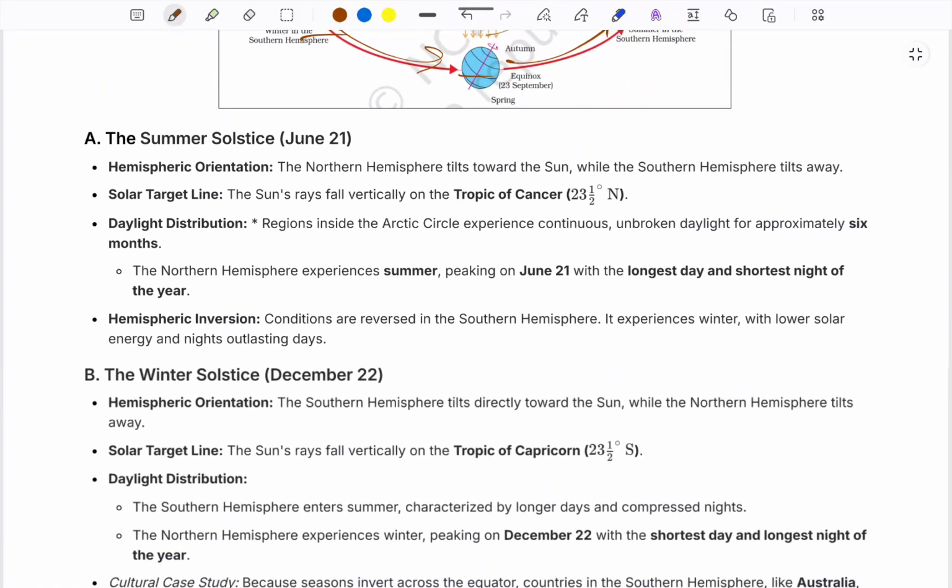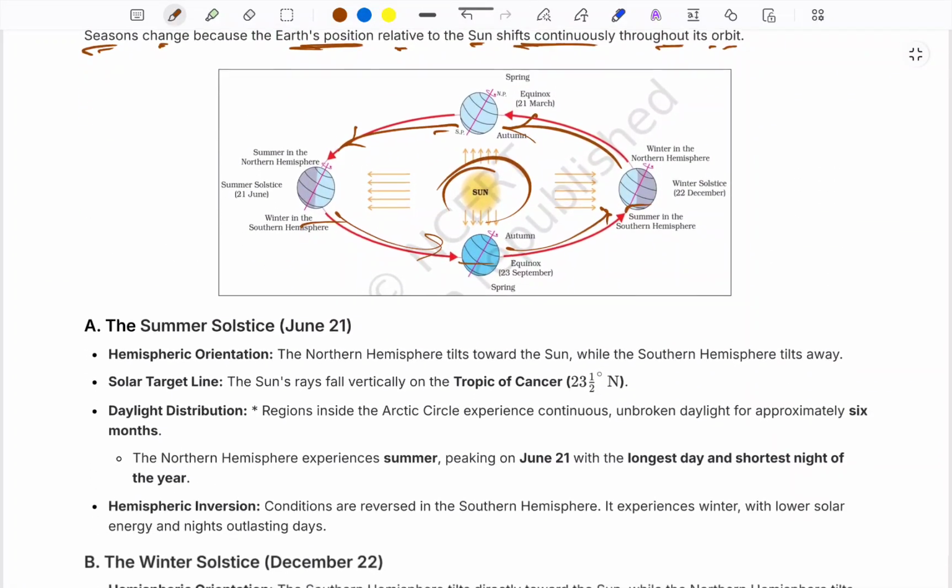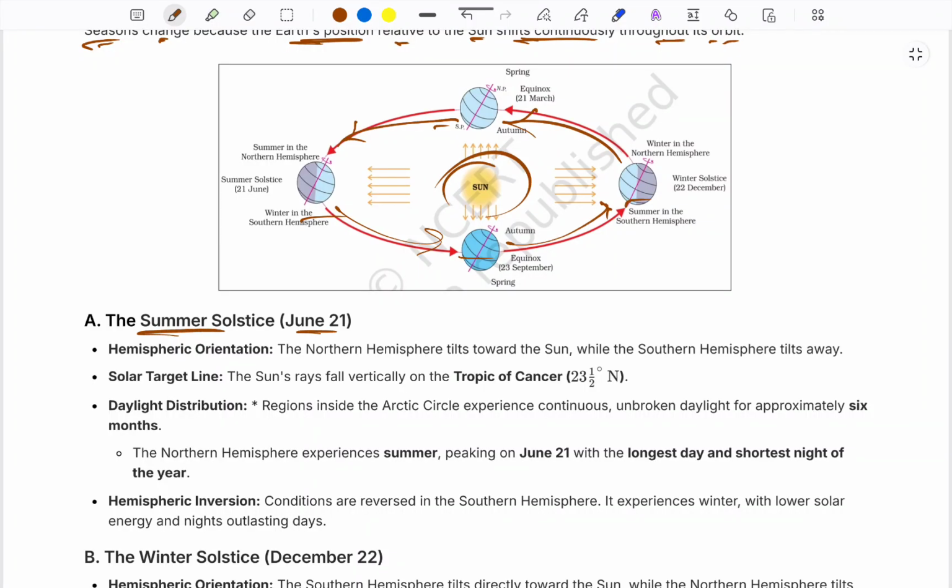Next, we have to understand the summer solstice. We are at the summer solstice, June 21. So this is the summer solstice, 21st June.